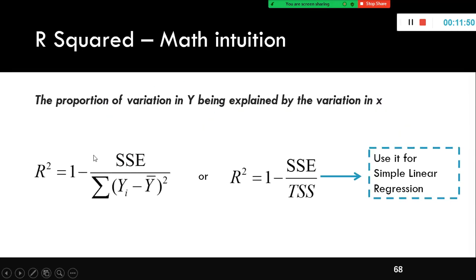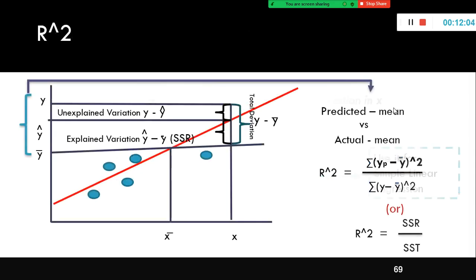The proportion of variation in y being explained by the variation in x. What is the proportion of variation in y that was explained by the variation in x? This is my total deviation, and this is the unexplained variation. In simple terms, explained variation plus the error, or the predicted value plus the error, is your total deviation. If you add these two things, you will get the actual value.